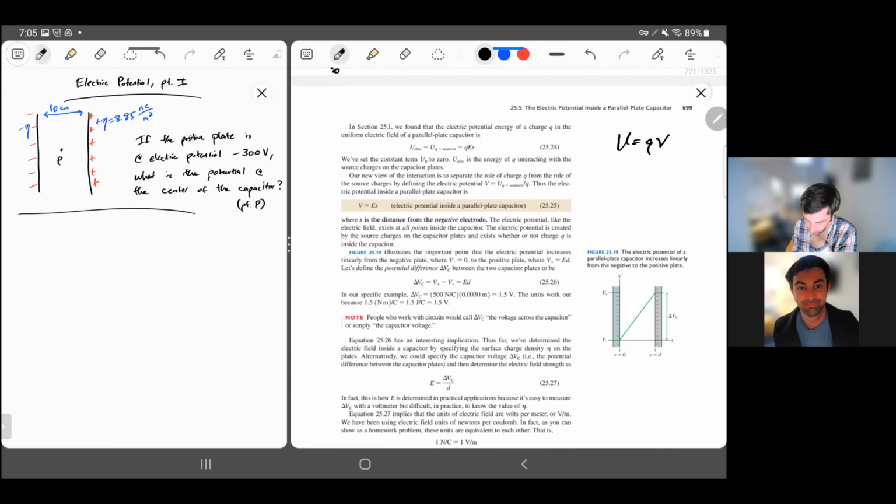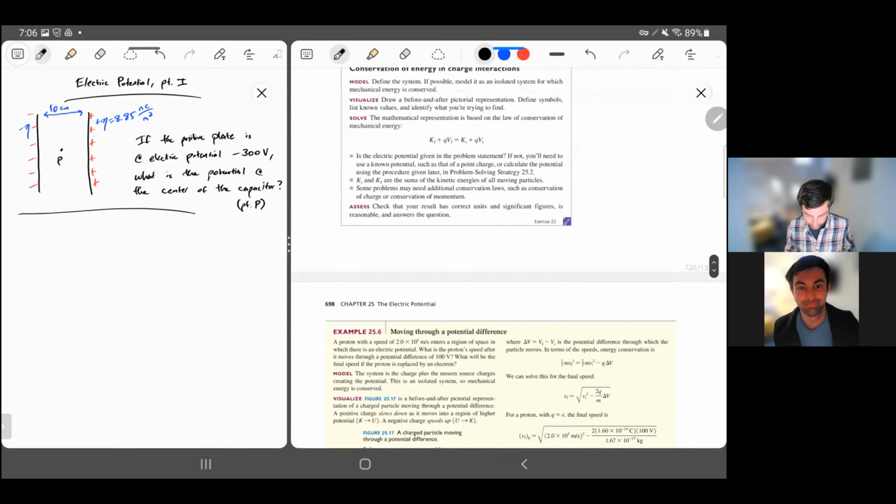And no matter where, because they set U naught equals 0 and V equals 0 right here, they set this equals 0. So you could set V at the negative plate equals 0, but it doesn't have to be. It could just be this value. All that's physical really is the delta V, the voltage between those two plates, or the potential difference between those two plates.